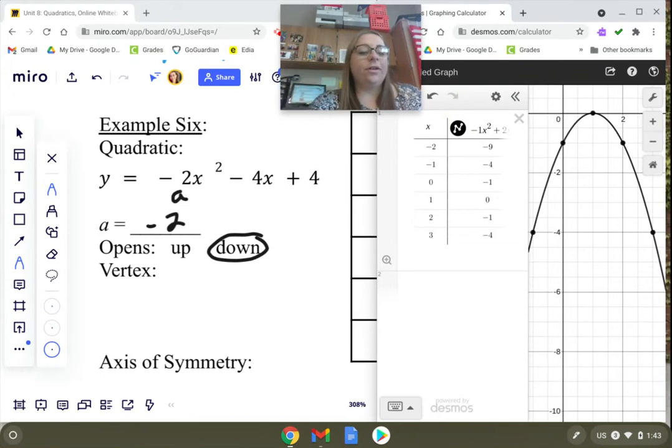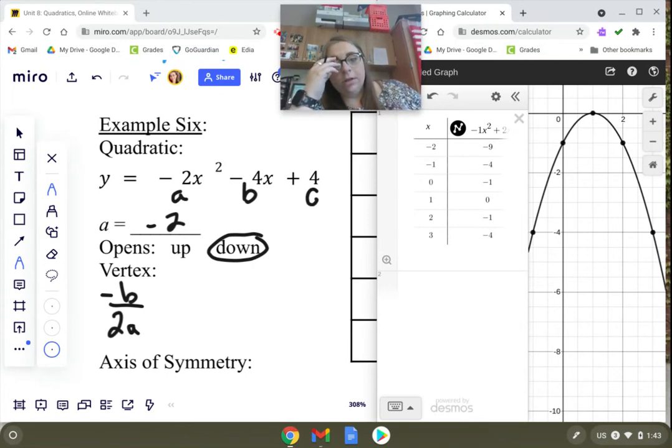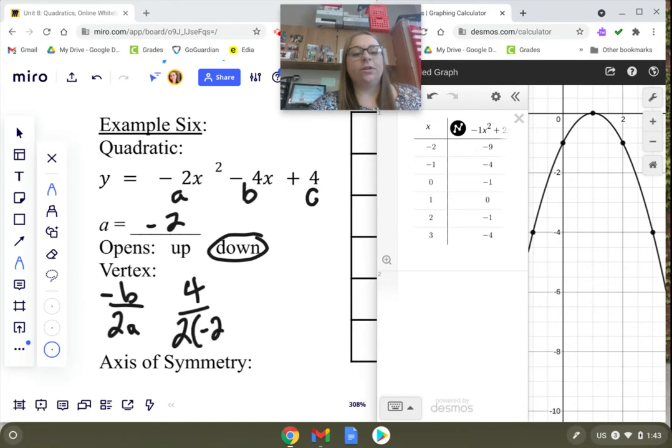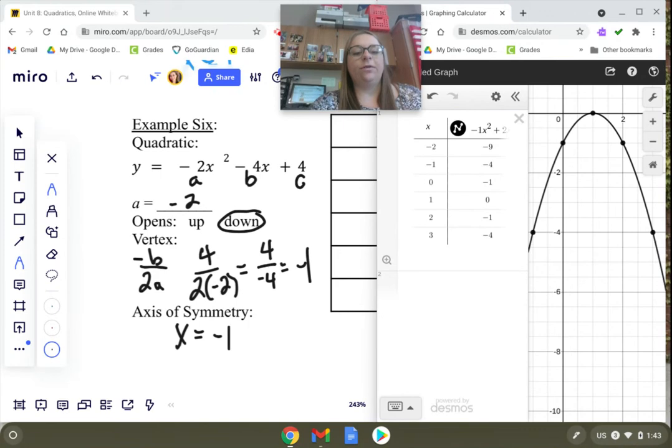For our vertex, we want to fill out that formula, negative b over 2a. So I know that a is negative 2, b is negative 4, and c is 4. So b is negative 4 because of the minus in front of it. But when I'm plugging it into my formula, I want to do the opposite of that. I want to do negative b, so that's going to change that to a positive 4. And I'm going to have 2 times a, which is negative 2. So I would have 4 divided by negative 4, which gives us negative 1. So that tells me that my x equals negative 1, and that's the number I need to put in the middle.